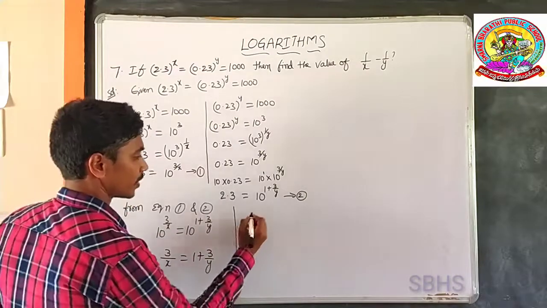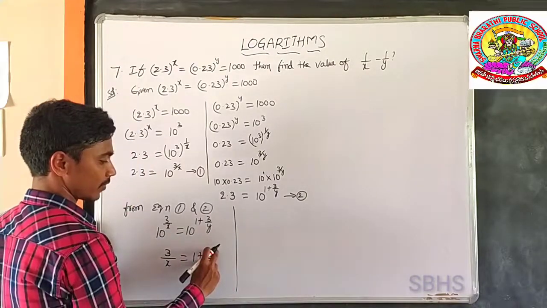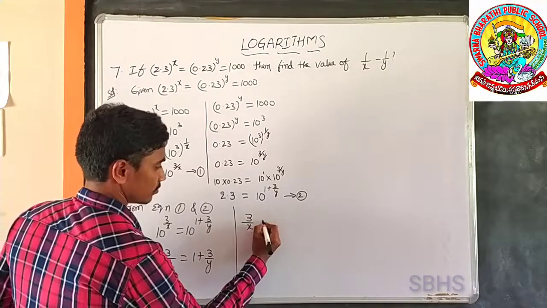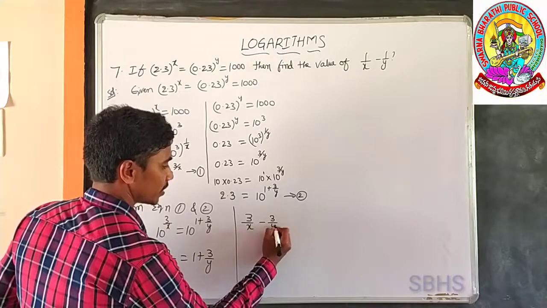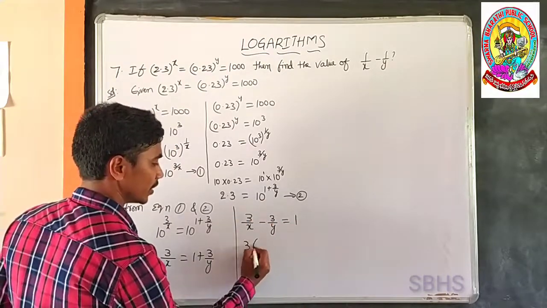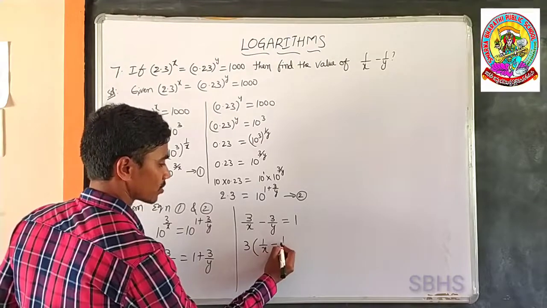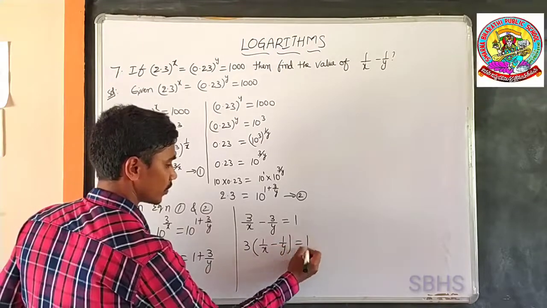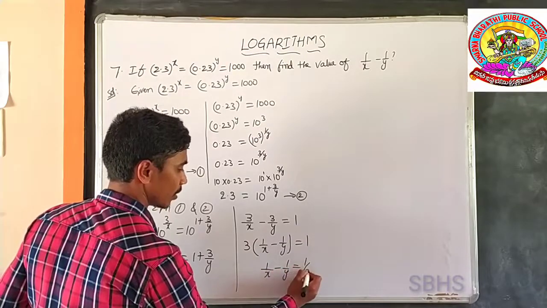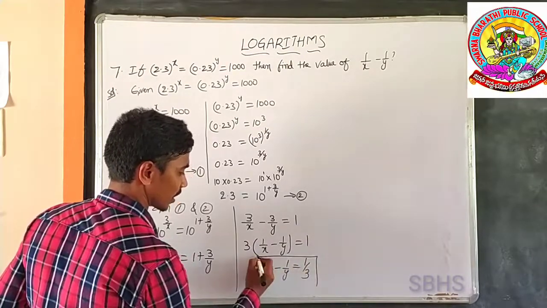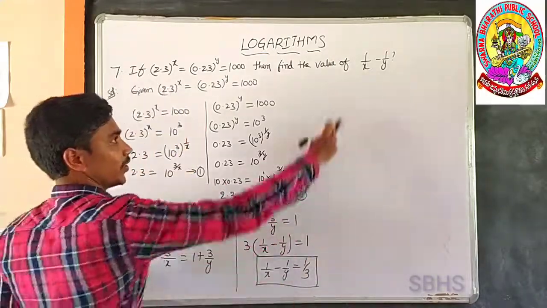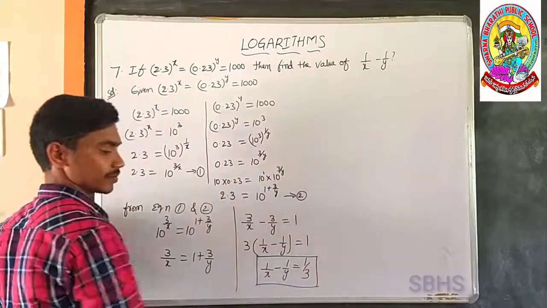From this, plus 3 by y transposed to the left hand side, 3 by x minus 3 by y is equal to 1. If you take 3 as common, 3 into 1 by x minus 1 by y is equal to 1. 1 by x minus 1 by y is equal to 1 by 3. This is the required answer. Here you have to find 1 by x minus 1 by y. Its value is 1 by 3.